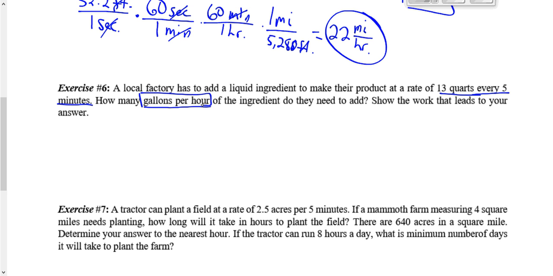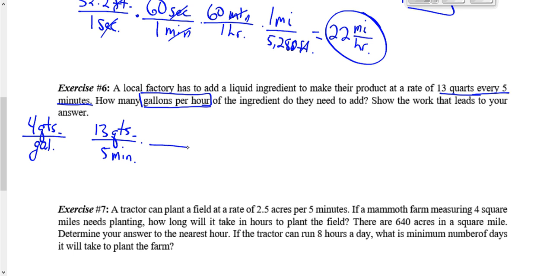Does anybody know how many quarts are in a gallon? Is it 6? Check your conversion chart. Look at the top and tell me. 4 quarts, yeah. See how that works? 4 quarts to 1 gallon. And then we got the minutes and hours stuff, right? Okay? So we're going to start with what? 13 quarts over 5 minutes.